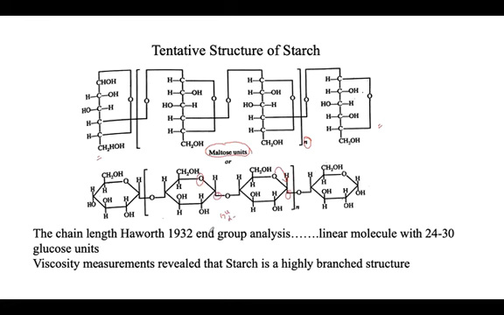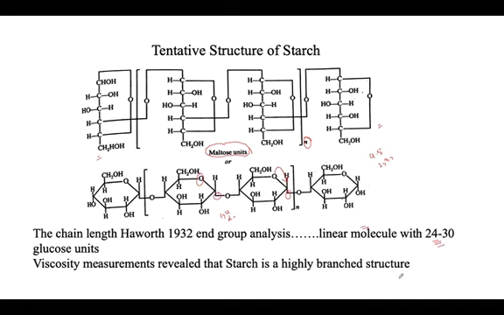As in the previous slide, we have seen that only 4.5% of 2,3,4,6 tetra-O-methyl glucose was obtained. That indicates a chain length of around 24 to 30 glucose units. That was further confirmed by the end group analysis by Haworth, and it was found that the molecule is linear, and the glucose units present there are around 24 to 30.